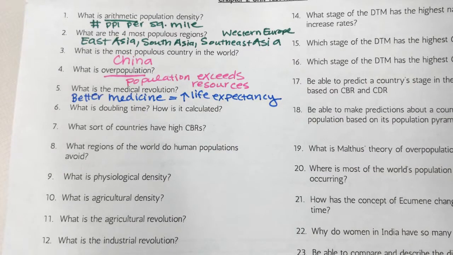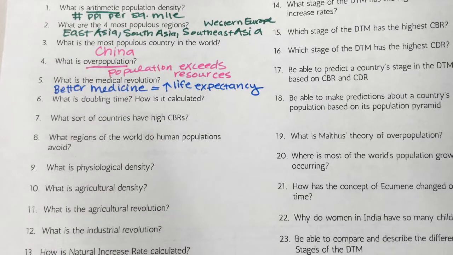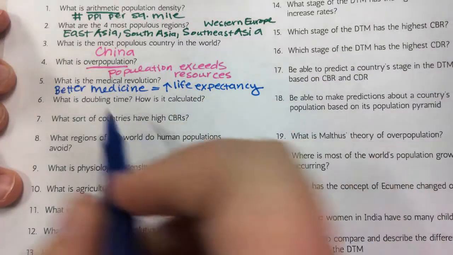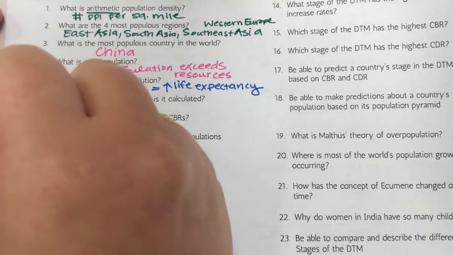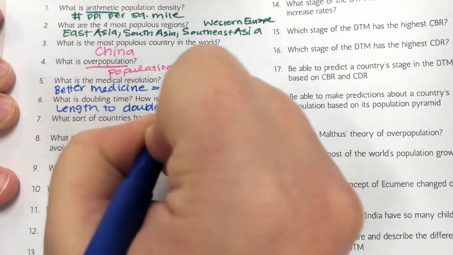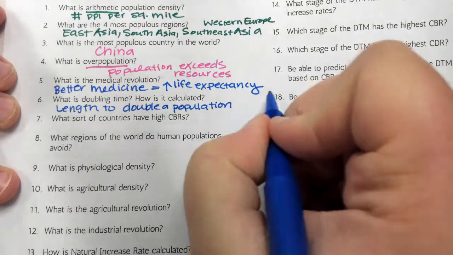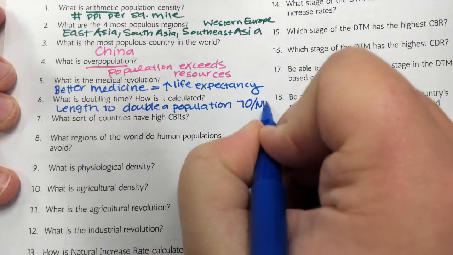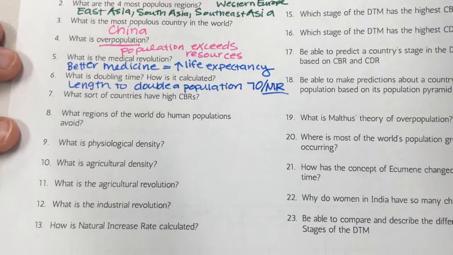Now, when we're looking at doubling time and how doubling time is calculated, doubling time is how long it takes to double the population. Sorry, I keep changing colors, but I'm on a pattern here, so I feel like I should still write with blue. How long it takes to double a population. And the equation is 70 over the natural increase rate. That will tell us what our doubling time is per country.